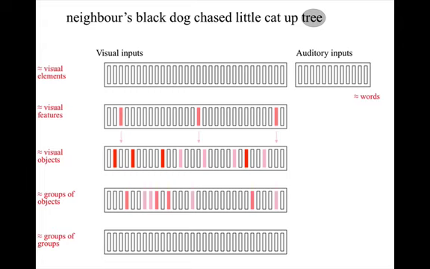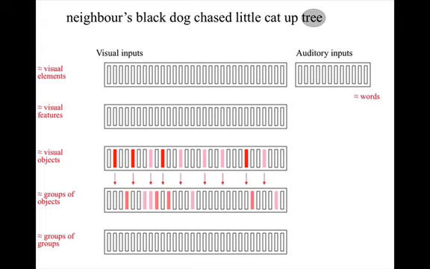The outputs from the population corresponding with up in the visual features area are brought into the modulation phase of the population corresponding with tree in the discriminates objects area. That drives a shift in the tree population. So at this point, there's a population in the visual objects area that corresponds with little cat, which is a kind of average of past experiences in which little cats have been seen. There's a second population corresponding with up tree. Then there's a population in the discriminates groups area corresponding with chased, and another population corresponding with neighbor's black dog.